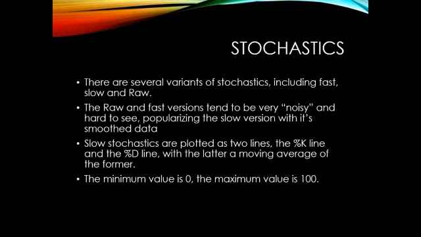Now on to stochastics. There are several variants of stochastics, including fast, slow, and raw. The raw and fast versions tend to be very noisy and hard to see on a screen, popularizing the slower version with its smooth data and more readily readable lines. Slow stochastics are plotted as two lines, the %K line and the %D line, with the latter a moving average of the former. The minimum value is 0, the maximum value is 100 for the stochastics, although to be technical, you can't go all the way to 0 or all the way to 100. It would be 99 and some decimal.